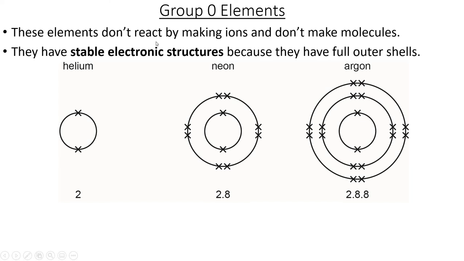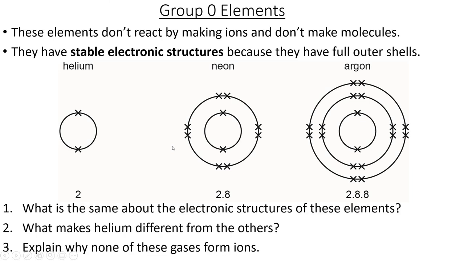Okay, so as we just said, these elements don't react by making ions and don't make molecules because they don't like to gain or lose electrons. So we say that their electronic structures are stable because they don't like to gain or lose electrons. So this full outer shell means that they are stable. Okay, got 3 quick questions for you. So if you pause the video here and try and answer them.